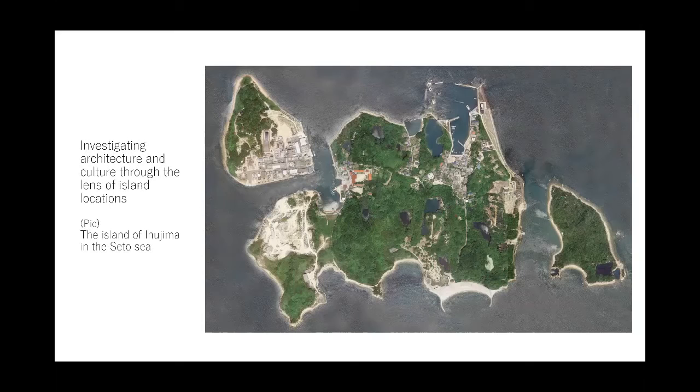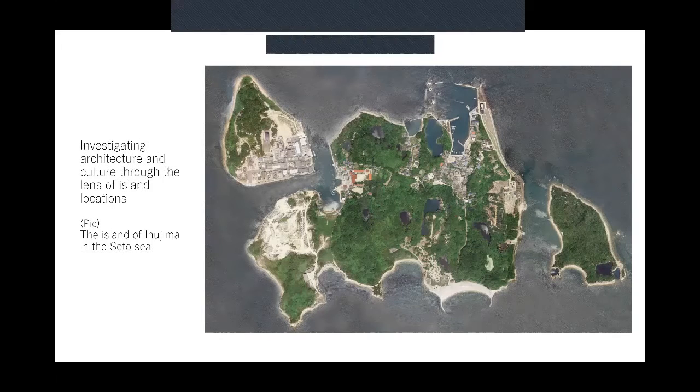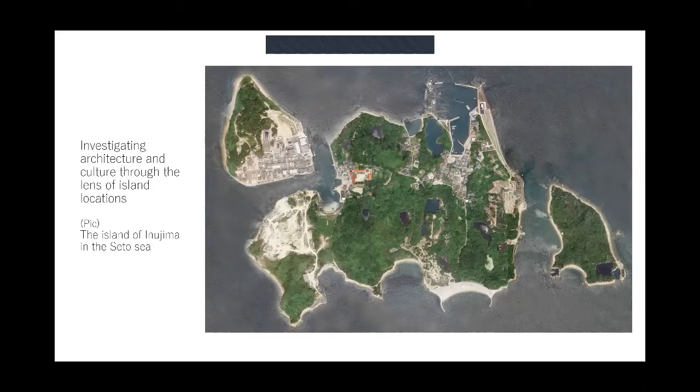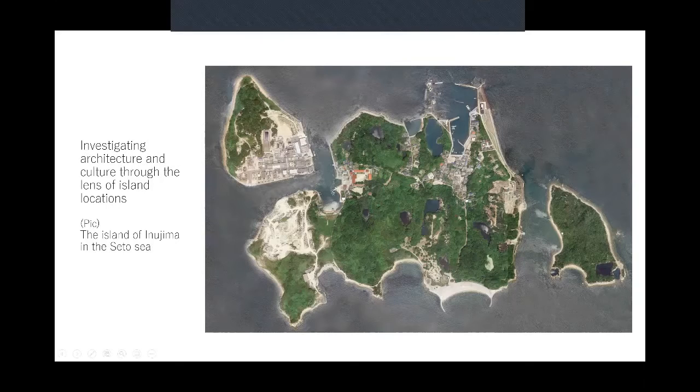So we collaborate with Kazuyo Sejima, who's the Pritzker Prize laureate from Japan, who is working on this and seeing ways to actually rejuvenate the small island community. There are about 50 residents in the island with an average age of about 60 to 80 years old. And so the problem is, how do you rejuvenate this? How do you interact with the old residents? And then how do you bring in people?